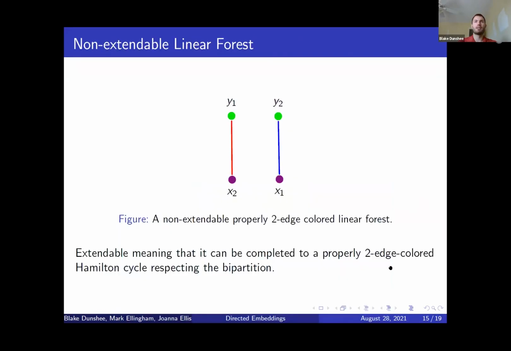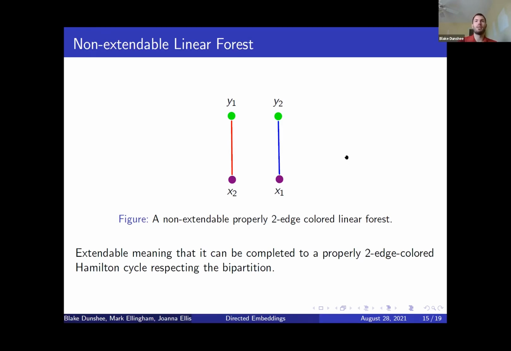The simplest example is like this. This is the most basic example of a non-extendable, properly two edge colored linear forest. We have two edges in a bipartite graph here that are given different colors. We can't extend this to a cycle because no matter how we add these edges, there's no color that we can assign here.